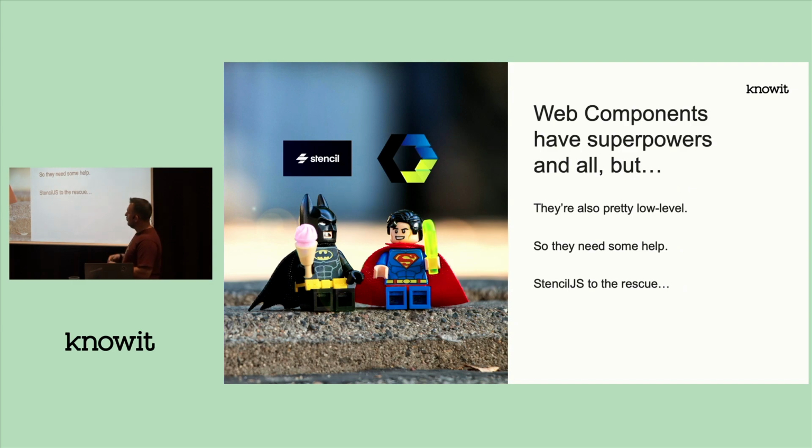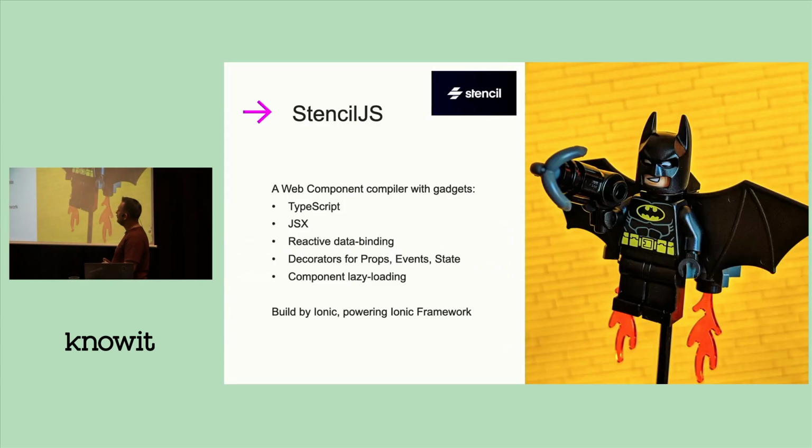And this is all great, and I think web components have superpowers and all, but they are also pretty low level. So they need some help. Where do they get some help? StencilJS comes to the rescue. But who is Stencil? Who is this guy, and what is this? So Stencil is this guy. Well, it's not a guy. It's actually a web component compiler, and it has a lot of gadgets, just like Batman.